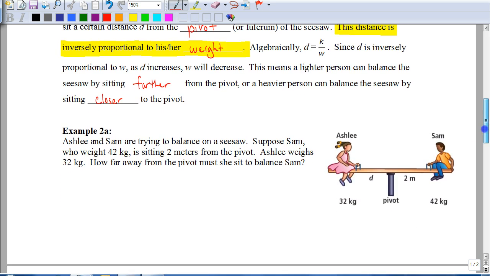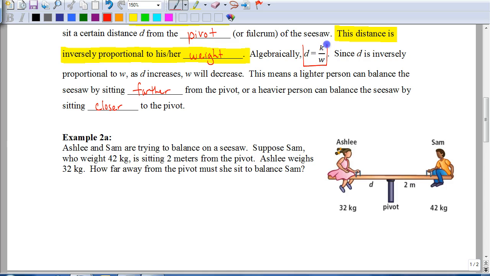Let's look at this example. By the way, you want to make sure that you get that formula in your notes, because in your homework assignment they're going to be talking about seesaws, and so you're just going to want to make sure that you know this formula. The distance is inversely proportional to the person's weight.